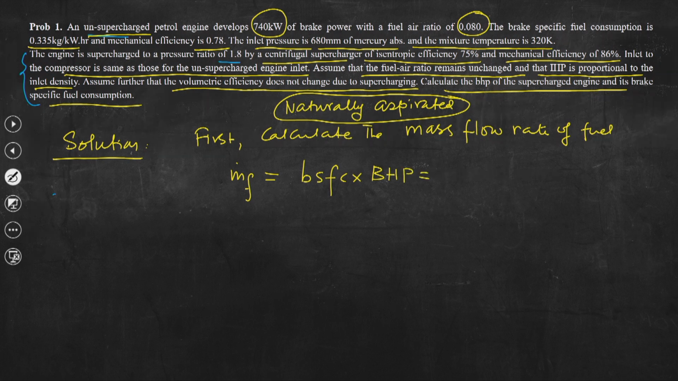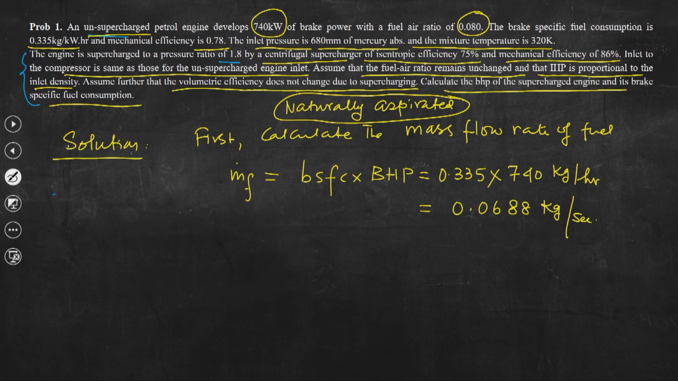So, if we write, BSFC is given, 0.335, into BHP, which is given as 740 kilowatt. So, it should be kg per hour, and if we write the answer in terms of kg per second, it should be divided by 3600, and eventually it is coming as 0.0688 kg per second. Okay. So, this is the mass flow rate.